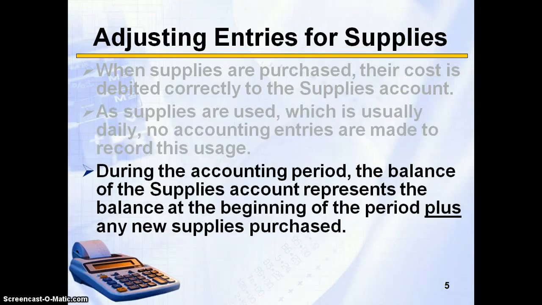So during the accounting period, the balance of the supplies account represents the balance at the beginning of the fiscal period plus any new supplies purchased. And then towards the end of the fiscal period, we must account for the used supplies. We must figure out how much supplies have been used during the fiscal period.